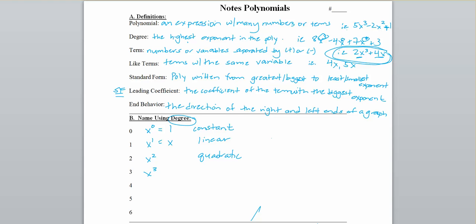X to the third is going to be a cubic. X to the fourth degree is going to be quartic. Think of quarters, quartic. X to the fifth is going to be quintic. Now, after we go to quintic, if I have x to the sixth, if I have x to the seventh, if I have anything bigger than 5, you're going to name that as a polynomial.